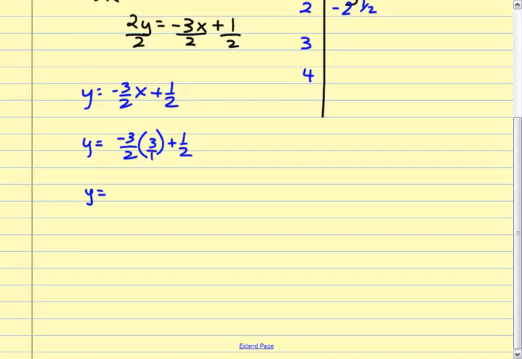Well, let's do one thing at a time. What do I get when I multiply those two things? So negative 9 over 2 plus 1 over 2, which gives me what? Negative 8 over 2, right? When I put those two things together, that's just negative 4. So, when x equals 3, y equals negative 4. Nice. Now I'm going to stop there and we'll pick it up on the next one.